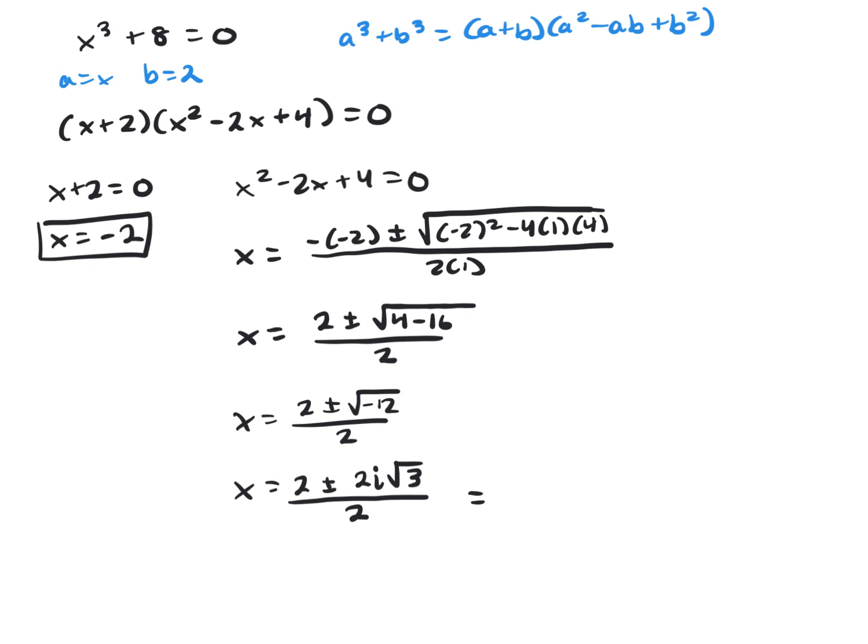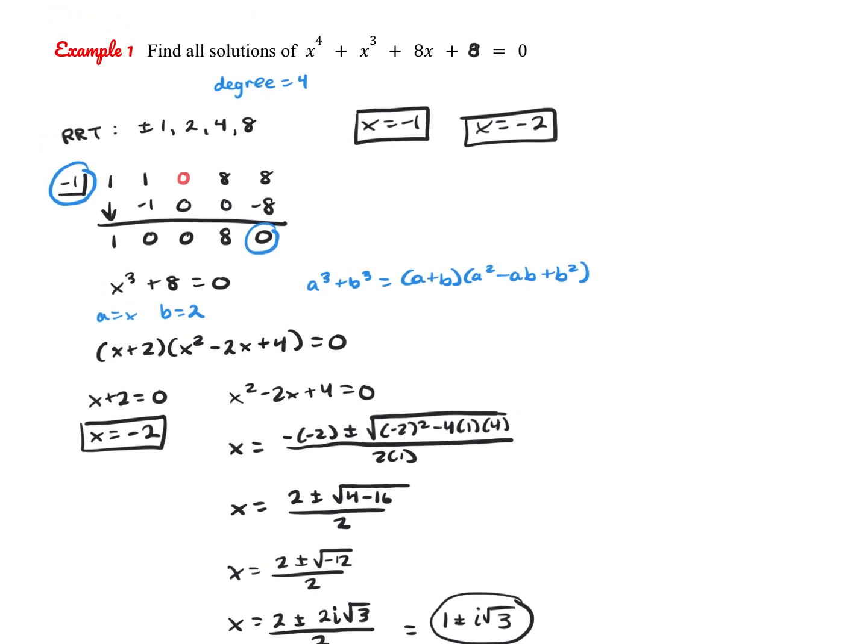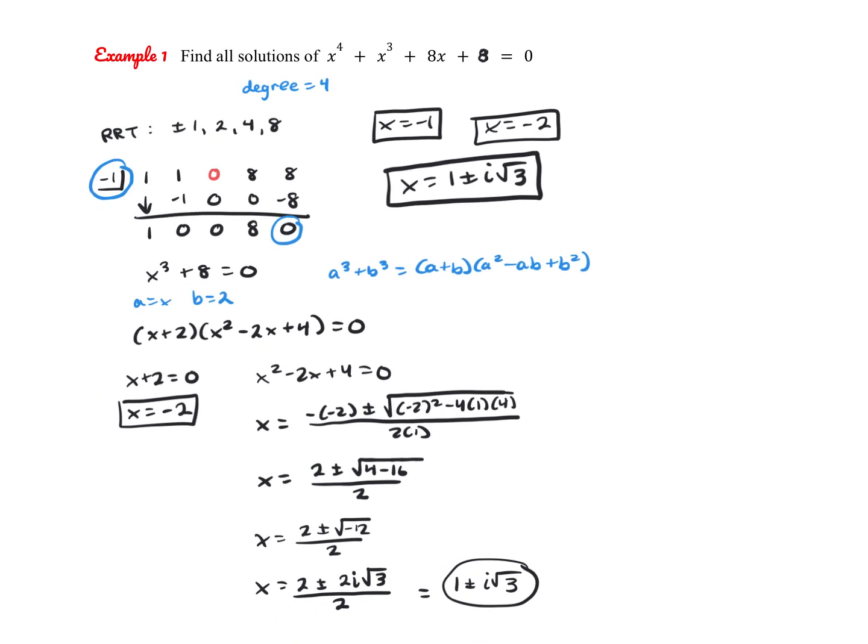Now, both of these terms are divisible by 2, so let's simplify it into this. So 1 plus or minus i root 3. So these are going to be my remaining two solutions. x equals 1 plus or minus i root 3. Remember, that is two solutions because of the plus or minus.